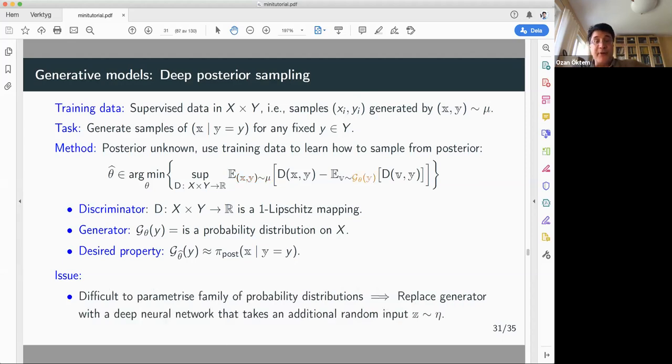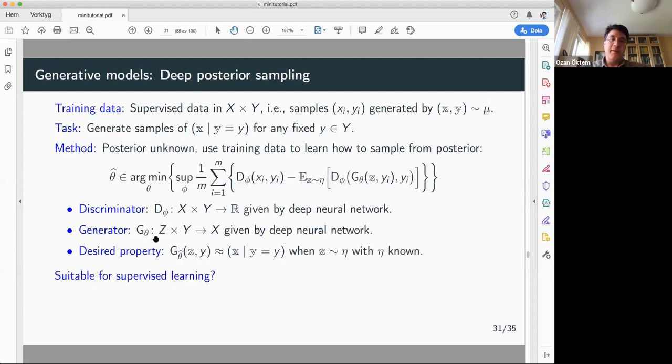And then, of course, it's difficult in a computer to parameterize a family of probability distributions. So we are replacing that with a function which has a random input. So with all these changes, we have a formulation of a learning problem, which is perhaps suitable for supervised learning.